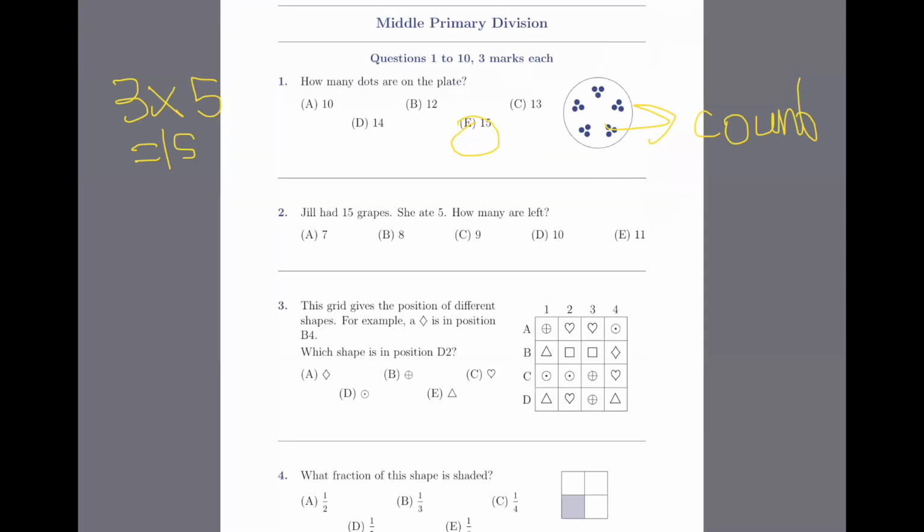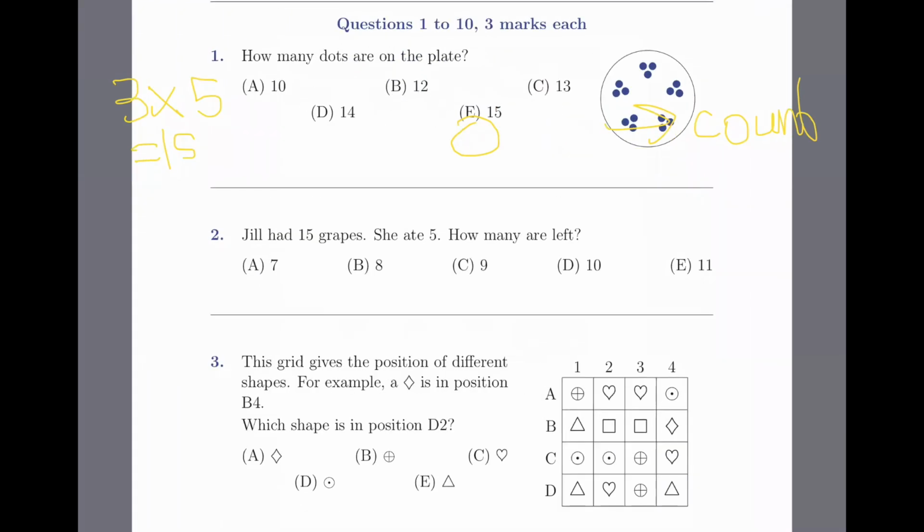Jill had 15 grapes. She ate 5. How many are left? So she had 15. She ate 5, so minus 5, that's 10. 10, D.